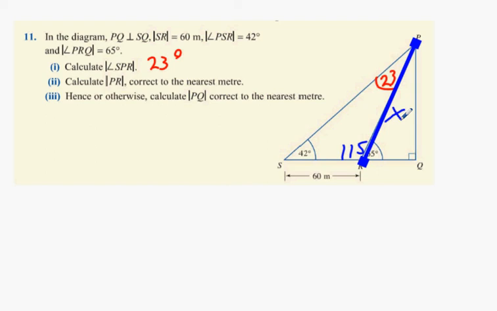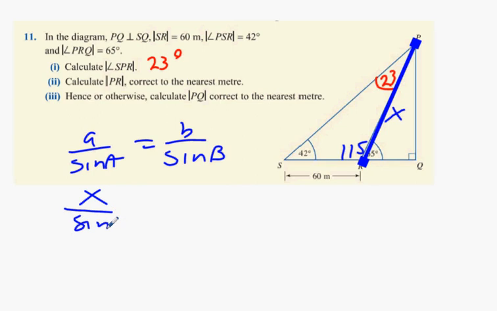The triangle to the left is not a right angle triangle, so what rule do we have to use? It's not a right angle triangle, so sine rule, right? A over sine A equals B over sine B. Are we doing an angle question or a length question? So we leave it the same. So we get X over sine 42 equals, you had to choose the 60, didn't you? 60 is the only length we have.